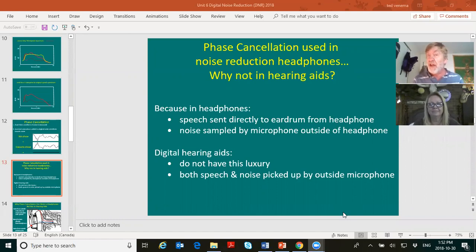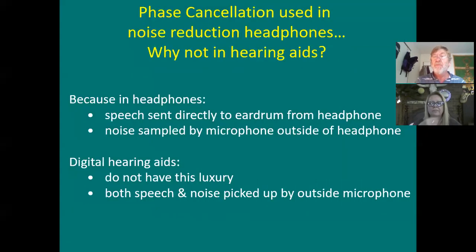Phase cancellation, it says in yellow, is used in noise reduction headphones. Why not in hearing aids? Because in headphones, the speech is sent directly to the eardrum straight out of the headphone you're wearing on your ear. The noise is sampled by a microphone on the outside of the headphone. So the inside of the headphone is delivering what you want to hear, and a mic on the outside of the headphone is picking up the noise. Digital hearing aids don't have this luxury. Both the speech and the noise are picked up by an outside mic.